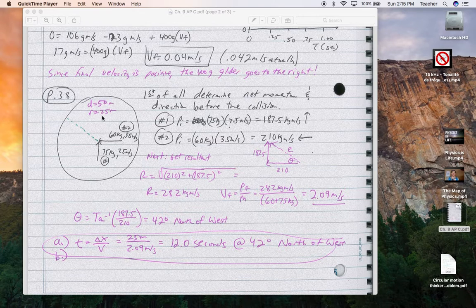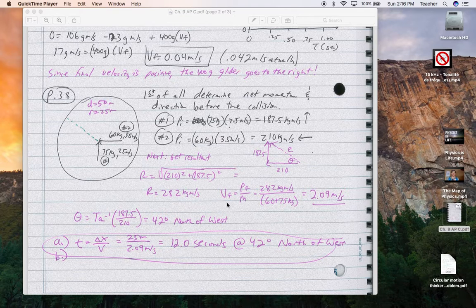That's the radius. So the key thing with this type of problem is keep everything in terms of momentum until the very end, because momentum is always conserved. It may not appear like the speed or the mass is conserved or is constant, but momentum always is, and so I can convert that back at the end if I want to get a speed or mass. So momentum of the first one was 187.5 gram meters per second north. The second one was 210 kilogram meters per second to the west. I get a resultant for that, which is around 282 kilogram meters per second.